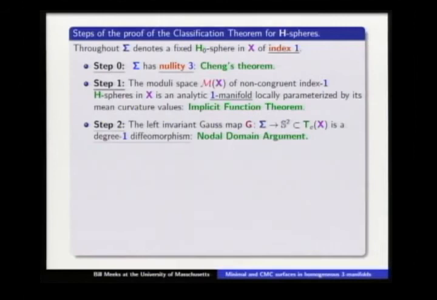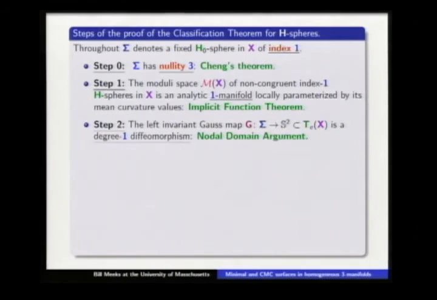If you have an index 1 sphere, then it has a real nice property with its left invariant Gauss map. So you take the sphere, I think of it as being oriented. I take its unit normal. I left translate it to the tangent space at the identity. So that's a map from the surface to the unit sphere in the tangent space at the identity element. It's called the left invariant Gauss map, just like the usual Gauss map in R3. R3 is a Lie group. It's the same thing. It's the same mapping.